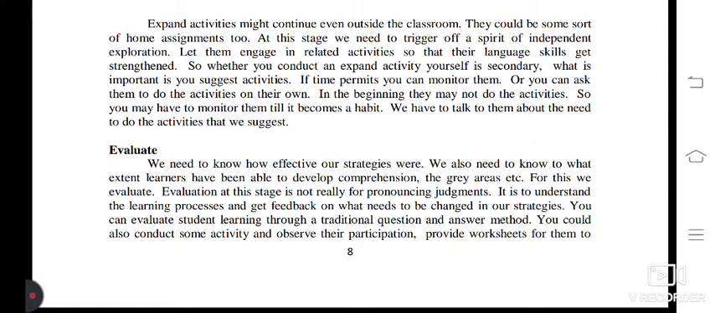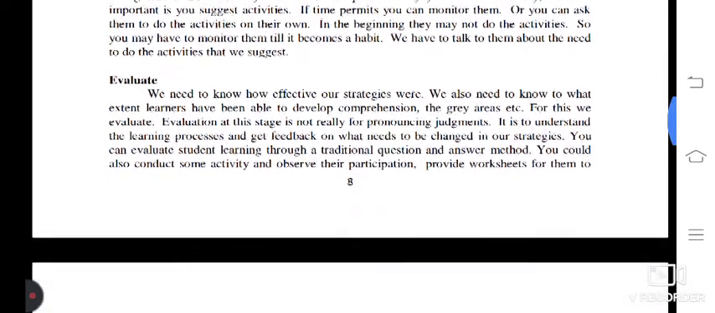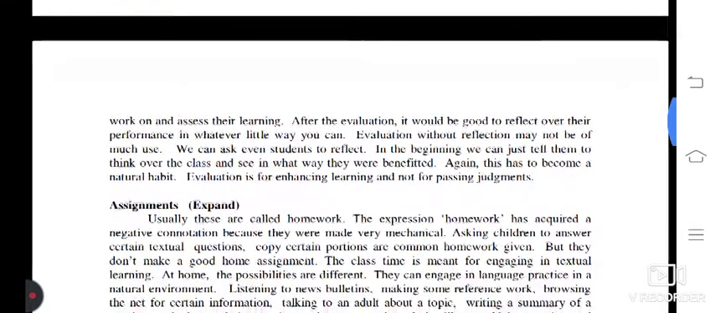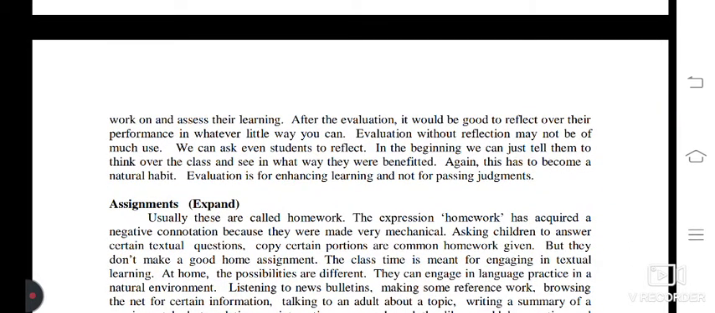You can evaluate students' learning through a traditional question and answer method. You could also conduct some activity and observe their participation. Provide worksheets for them to work on and assist their learning. After the evaluation, it would be good to reflect on their performance in whatever little way you can. Evaluation without reflection may not be of much use.